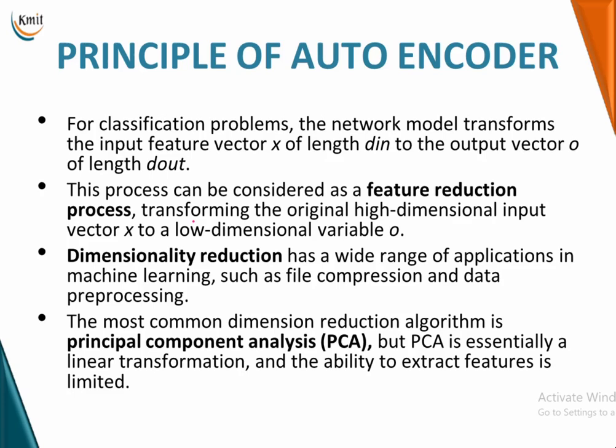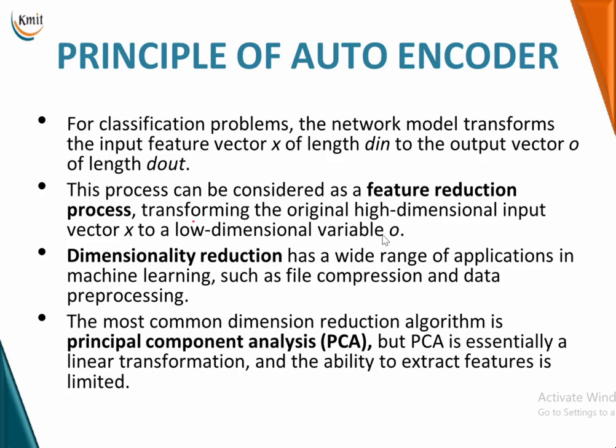For example, if you're going for a classification problem, then the network model has to transform the input feature vector of length din to a specific output vector, say dout. This is the process wherein you are decreasing the features, that is, a feature reduction process. You are transforming the high dimensional input vector into a low dimensional variable O. X is converted to O. X is high dimensional, O is low dimensional. So you are compressing your data. This is nothing but dimensionality reduction. It has a wide range of applications like data preprocessing, file compression, etc.